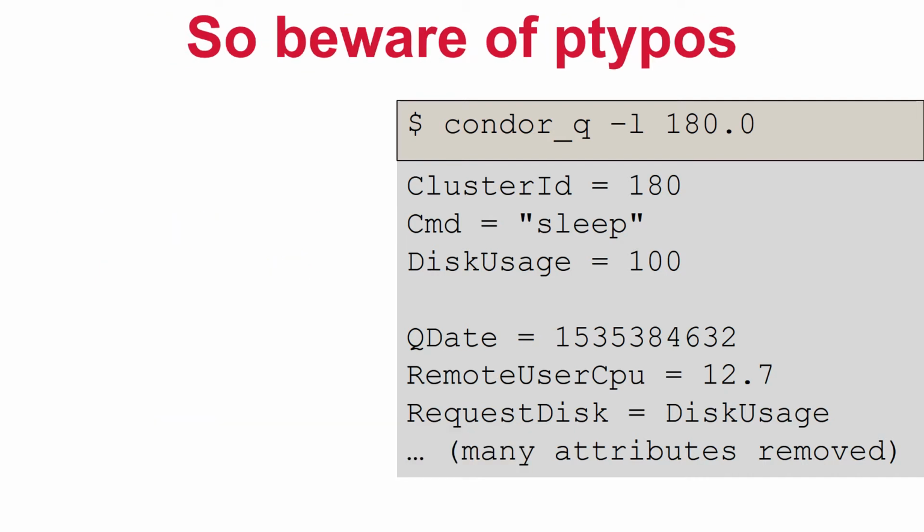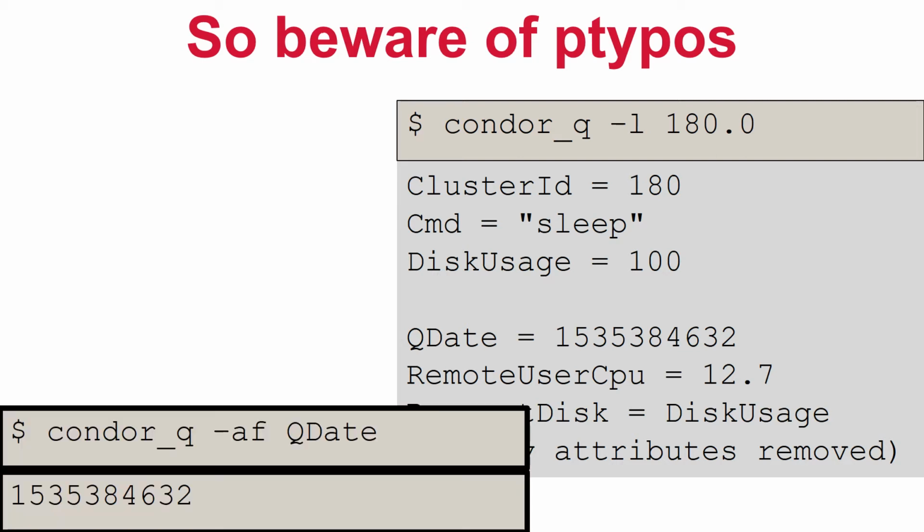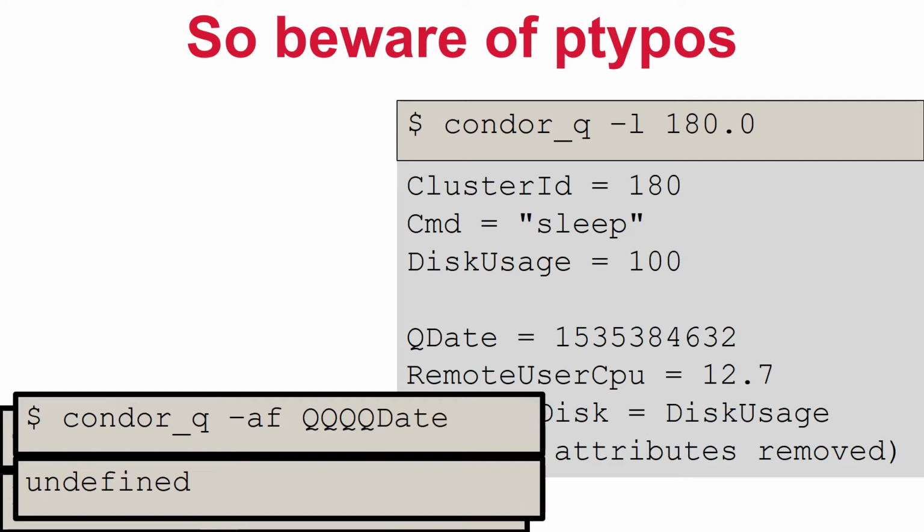Keep in mind that the fact that there is no difference between something explicitly undefined and something missing means that typos also show up as undefined. If I ask to display the Q date from this ad, which happens to be the Unix timestamp when it was submitted, I get a reasonable answer. But if my finger slips and I mistype the attribute name, I get undefined with no indication of an error. So be careful. With that, we've covered the important ClassAd value types. Even with the oddities of undefined, it's all pretty straightforward. Let's move on to see how we can use these values in the real world.